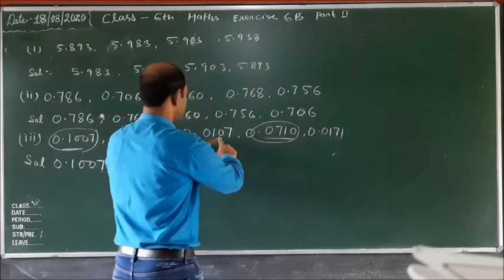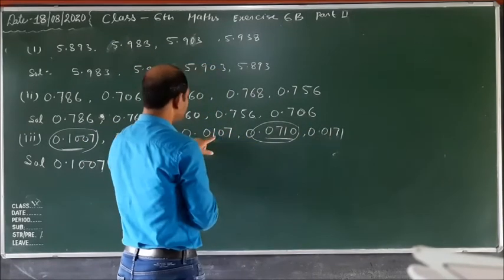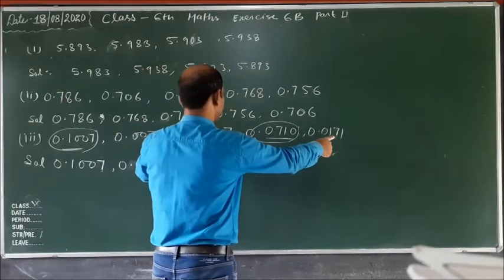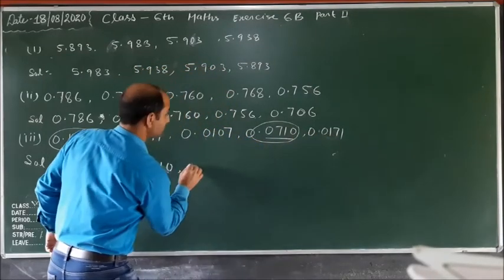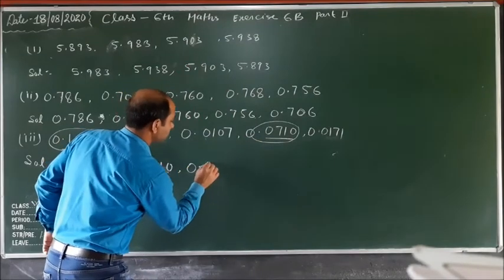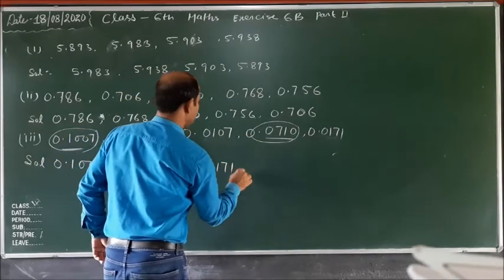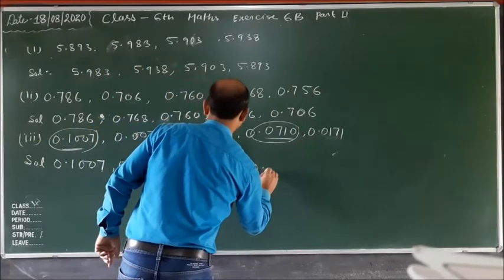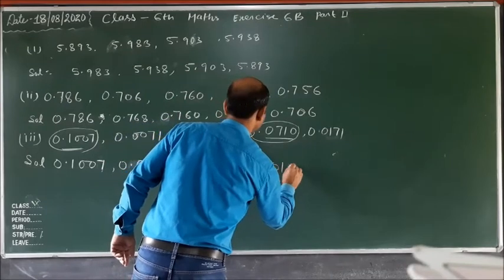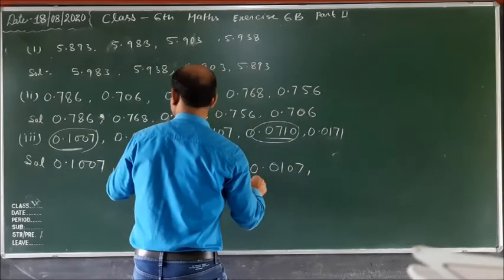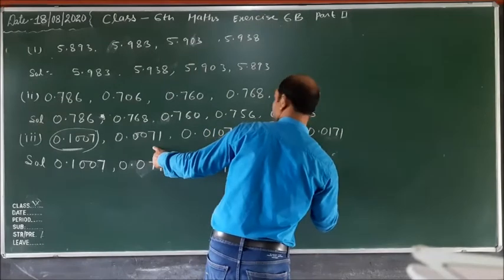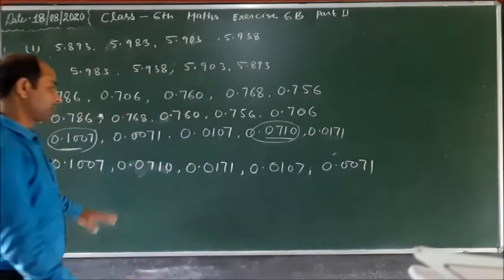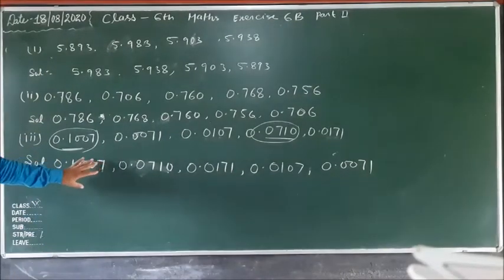So this and this number are greater. After 1, here 0 and here 7. So we write this number 0.0171. Then we write this number 0.0107, and the last number, the smallest number, is 0.0071. Okay, so dear children, this question is completed.